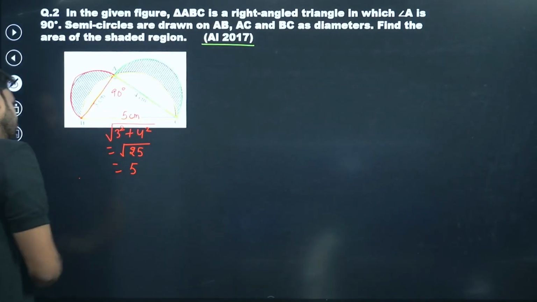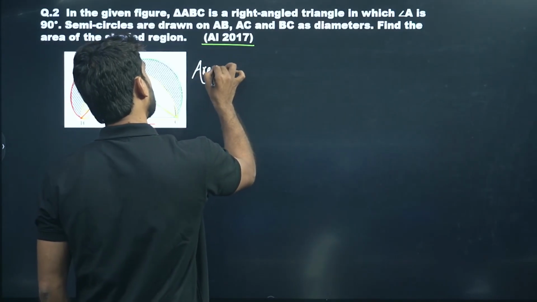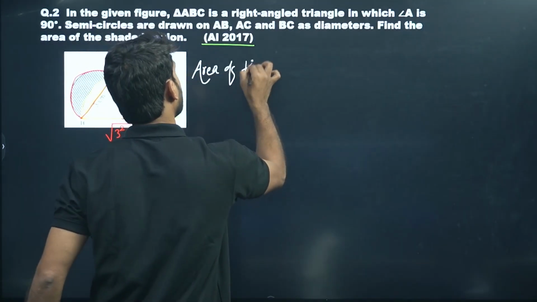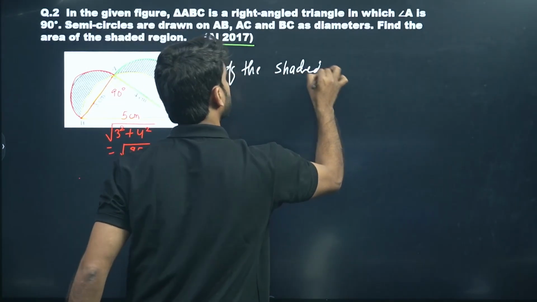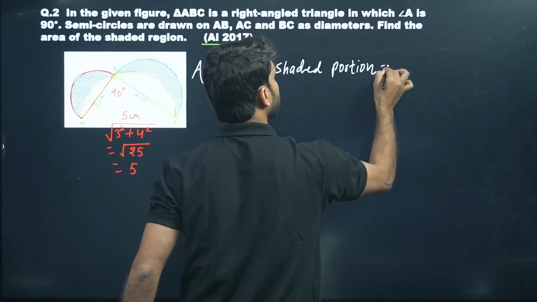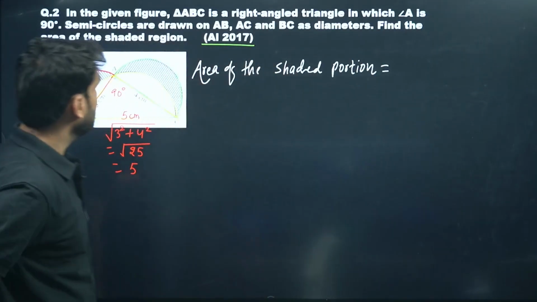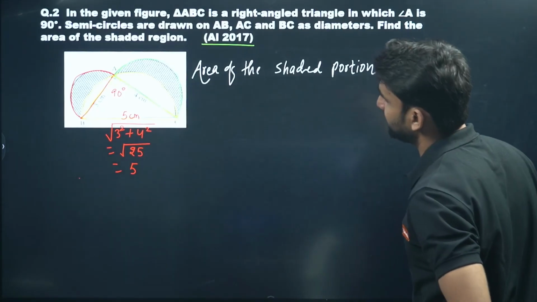So first what we have to do, we have to write the path. So area of the shaded part, shaded portion or shaded part. How can we tackle this? This will be the answer, I think. Look at the question.